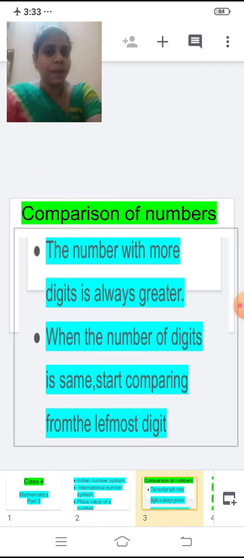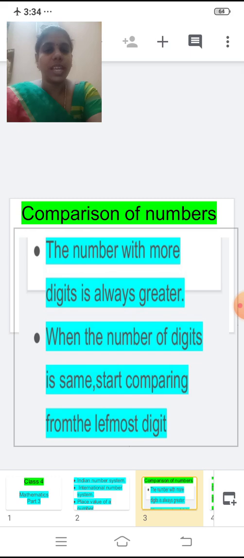So today we'll see comparison of numbers. Now tell me, children, how will you compare the numbers? We'll use the symbols greater than, less than and equal to, right? We use the symbols greater than, less than and equal to.